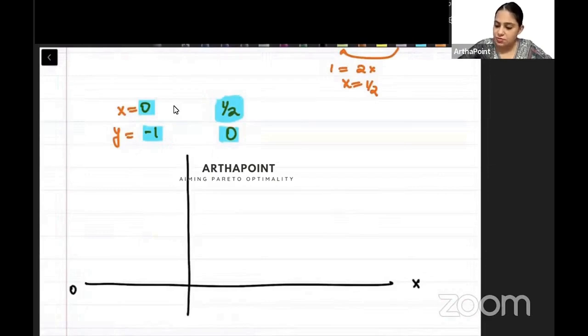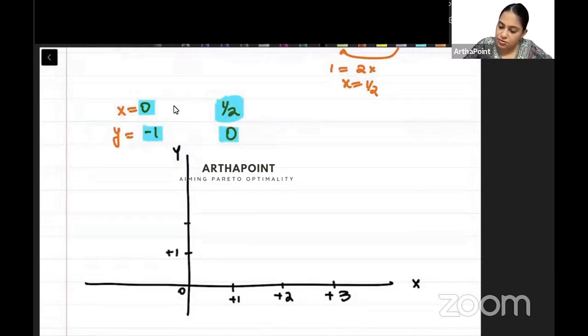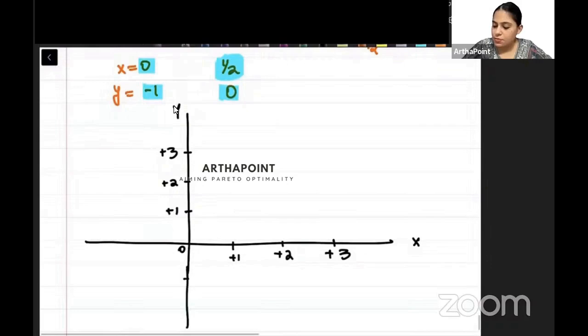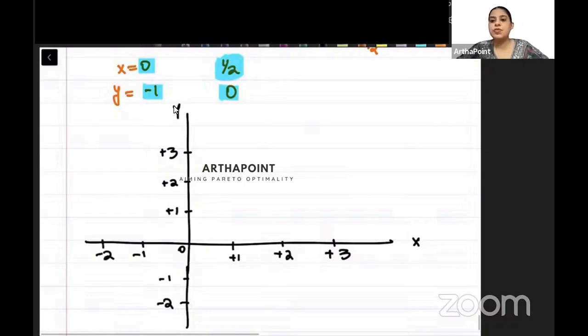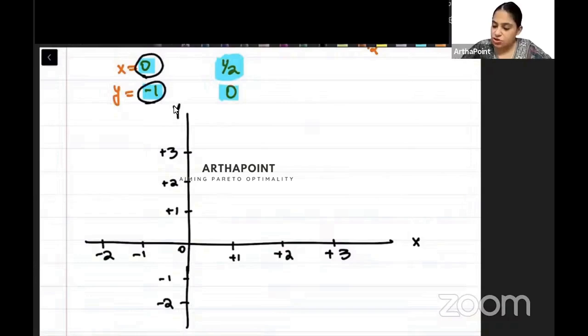X-axis, y-axis. X is 1, 2, 3, 1, 2, 3, minus 1, minus 2, minus 1, minus 2. When x is 0, y is minus 1. जब x 0 है, right? You are having 0 value of x. Then you go on the y-axis and y का value minus 1 आ रहा है. So you will point this point. This will be your point, right?